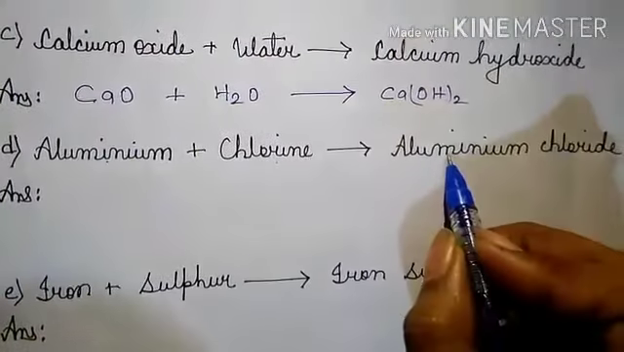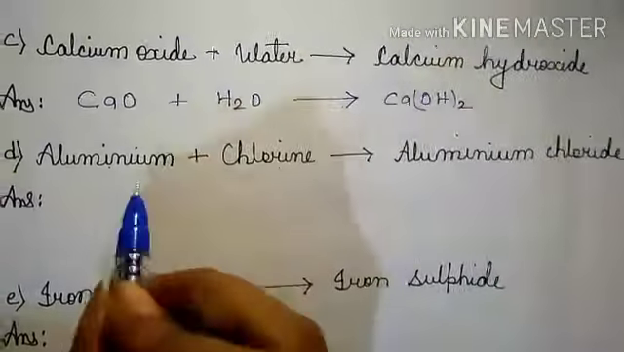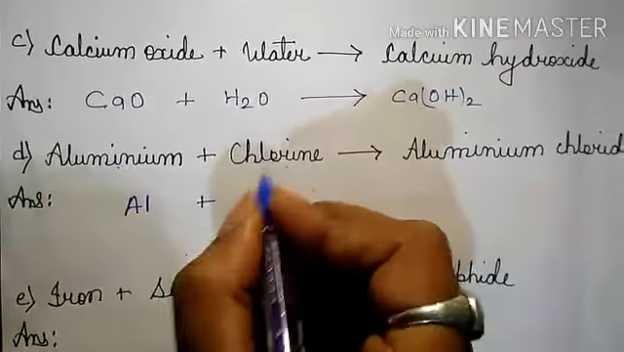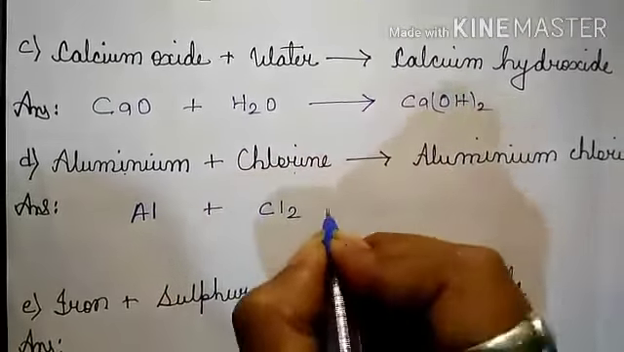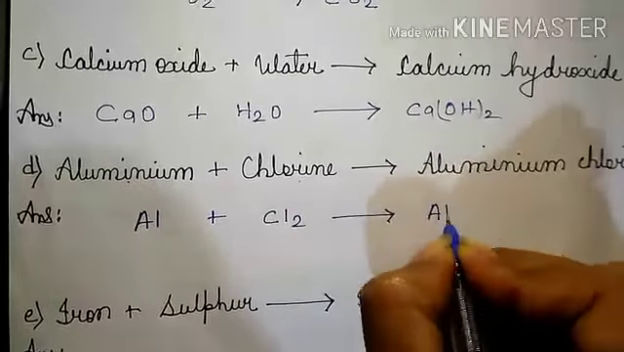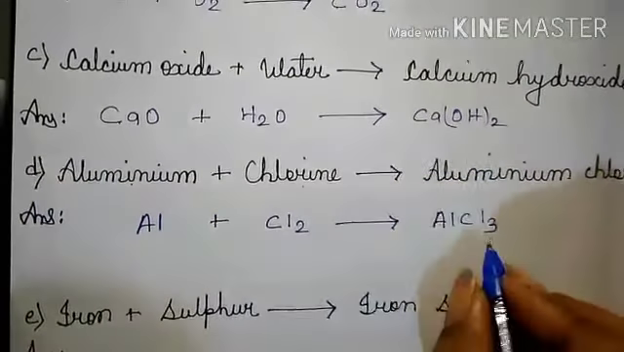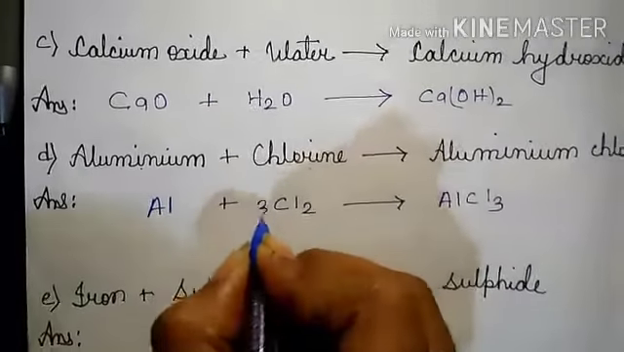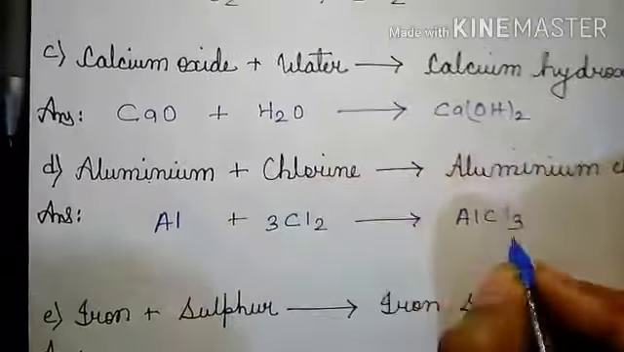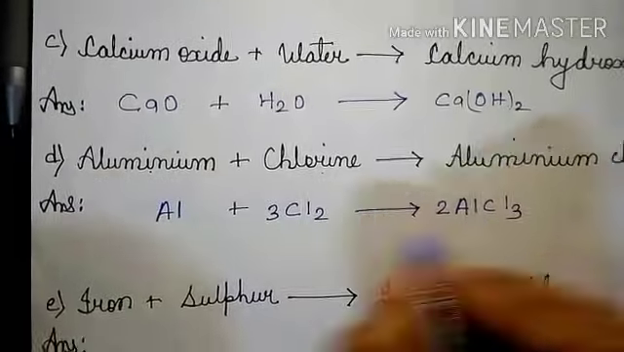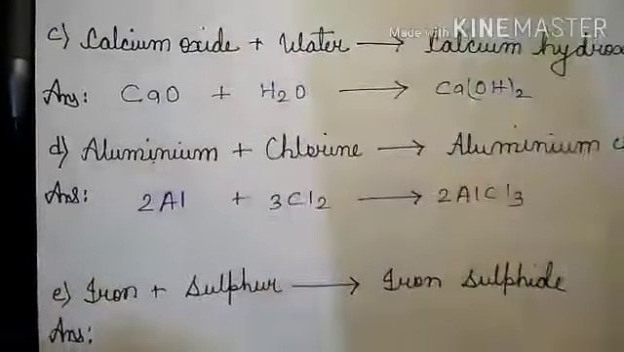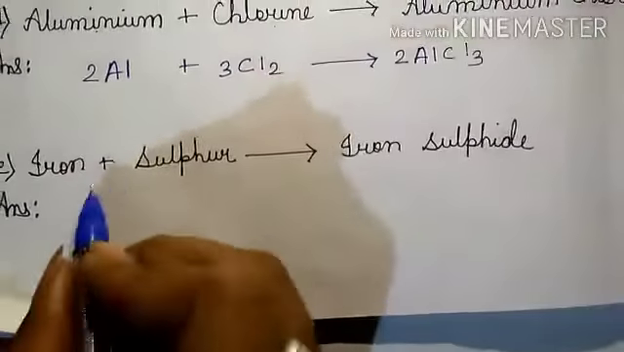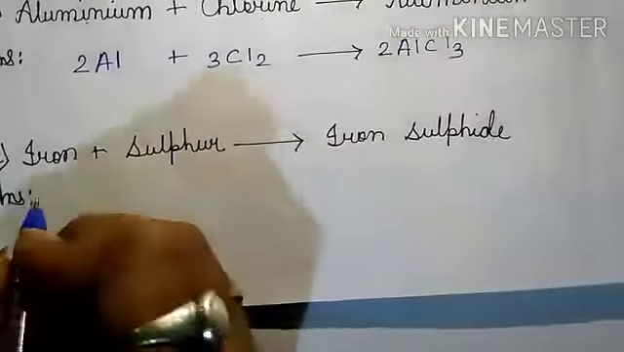Aluminium plus chlorine gives aluminium chloride. For this question we'll write aluminium Al plus chlorine Cl2. It gives aluminium chloride, that means AlCl3. Now we see whether the equation is balanced or not. See, there are 2 chlorine atoms on the reactant side and 3 chlorine atoms on the product side. To make it balanced, we will multiply by 3. Now it becomes 6 chlorine atoms. So if we multiply the product by 2, we get 6 chlorine on the product side, and aluminium is also balanced, isn't it?